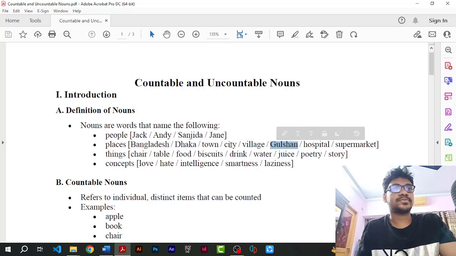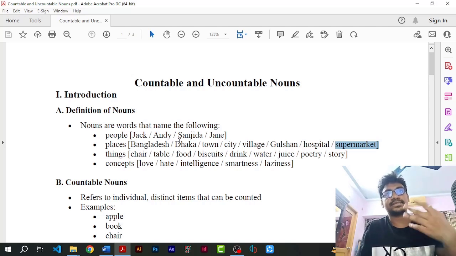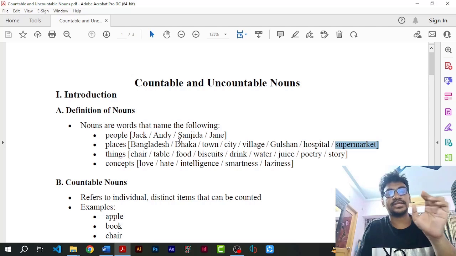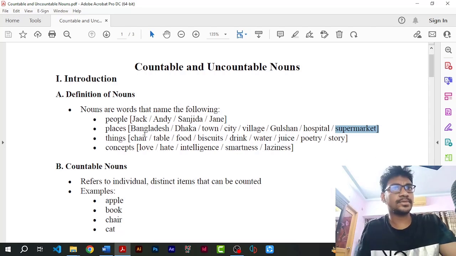And not only proper nouns, also places like hospital, supermarket, city, town, they are also places and they are also nouns. So if there's a sentence like I will go to my village next Monday, the word village in that sentence is a noun. We all know this. What about things?